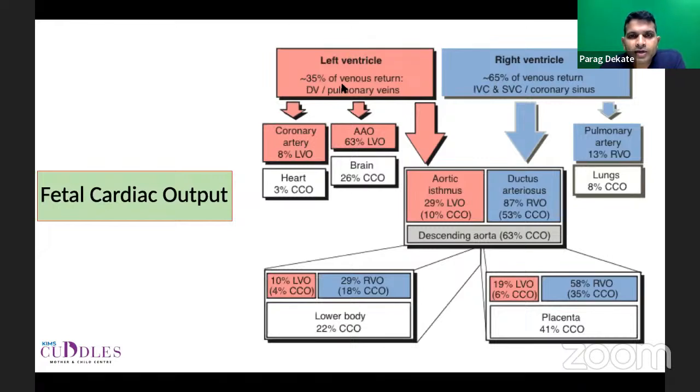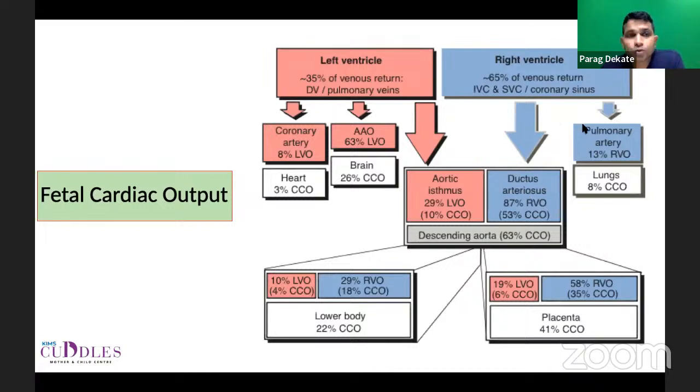So through the left ventricle, you have three channels. One is going into the coronary artery. So almost 8% of the left ventricular outflow goes into the coronary artery. 63% goes into the arch of aorta and perfuses the brain and other organs, which is the upper part of the body. And 29% through the aortic isthmus can go down through the patent ductus arteriosus or through the descending aorta, which actually receives another 87% from the ductus arteriosus coming from the right ventricle.